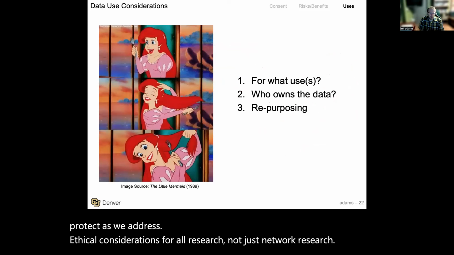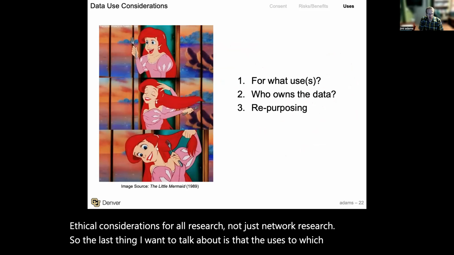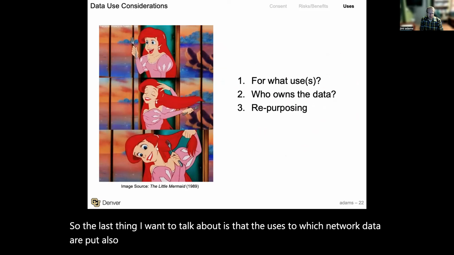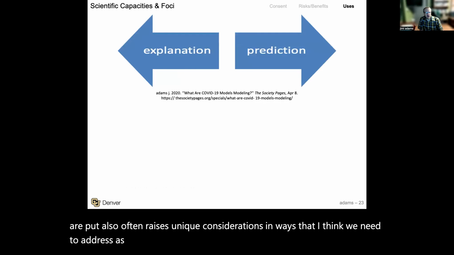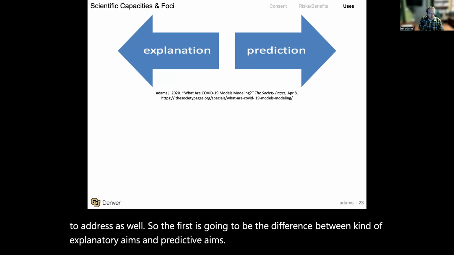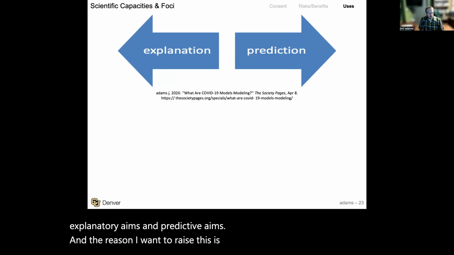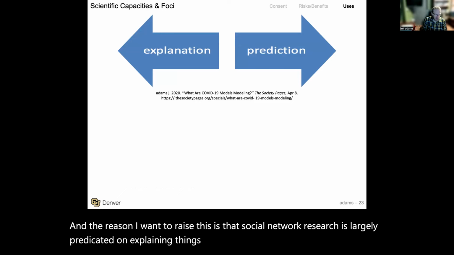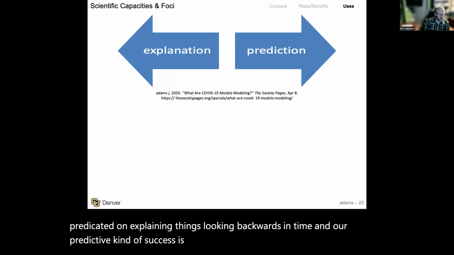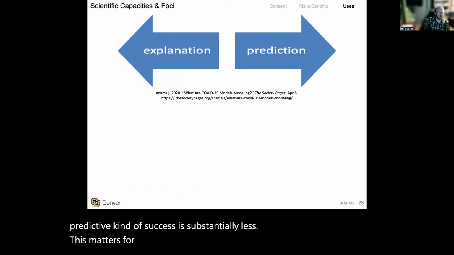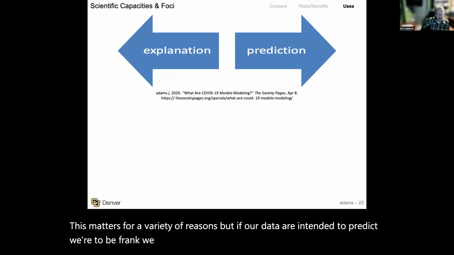So the last thing I want to talk about is that the uses to which network data are put also often raise unique considerations that I think we need to address as well. The first is the difference between explanatory aims and predictive aims. The reason I want to raise this is that social network research is largely predicated on explaining things, looking backwards in time, and our predictive success is substantially less. This matters for a variety of reasons, but if our data are intended to predict, to be frank, we are less successful at that than we are at explaining.